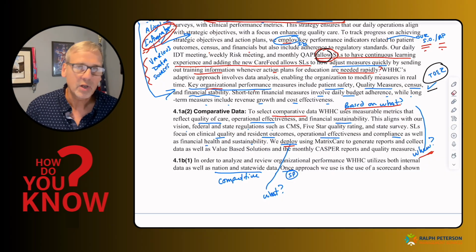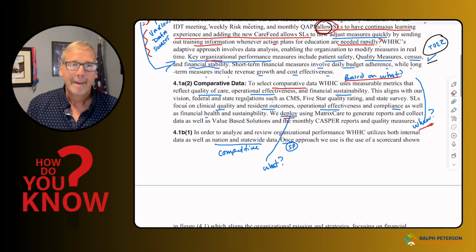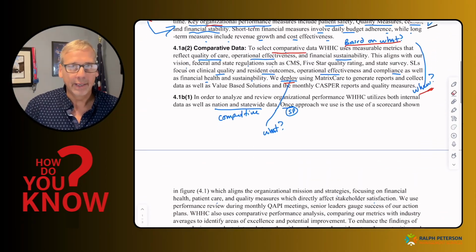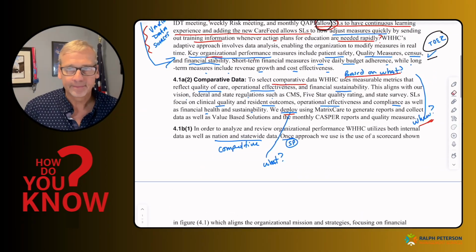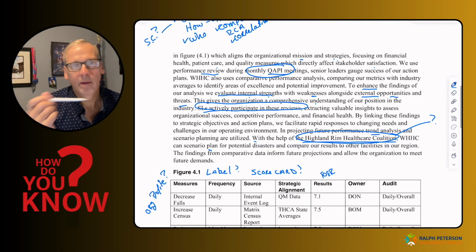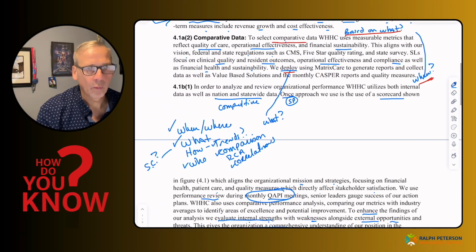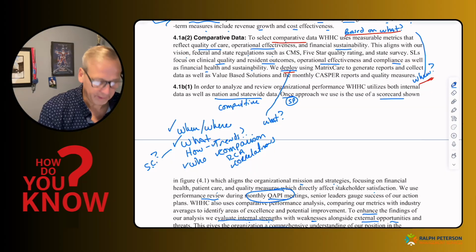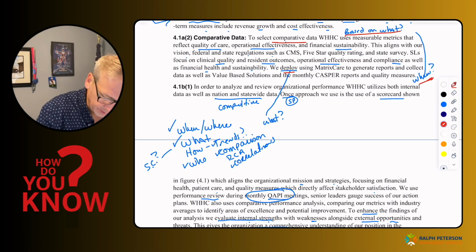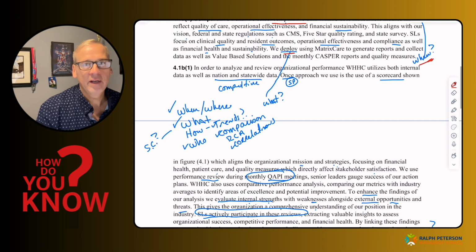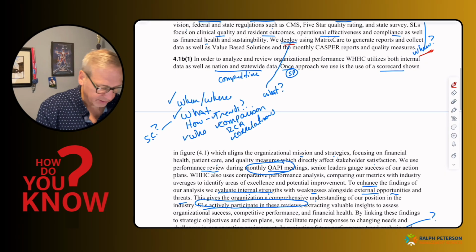So, okay, 4.1 B1. Let's see here. Okay. 4.1 B1 is really good. I just have a couple of quick questions.